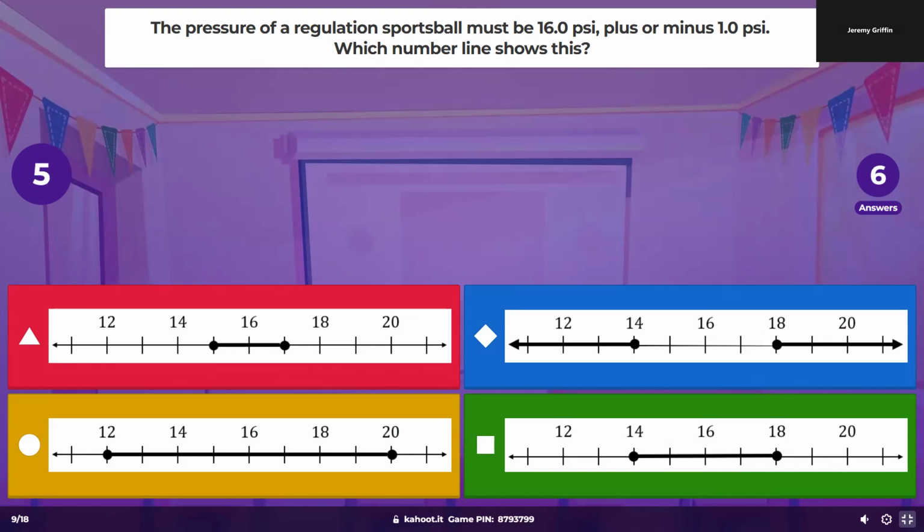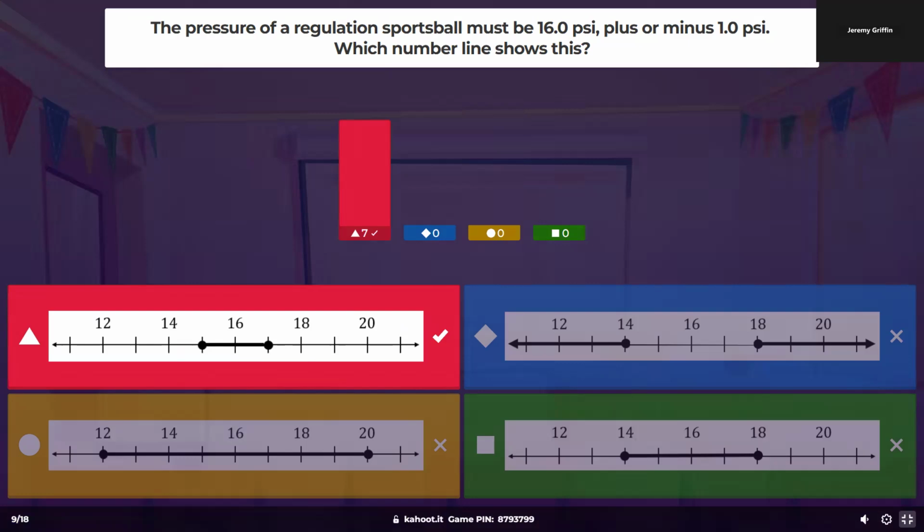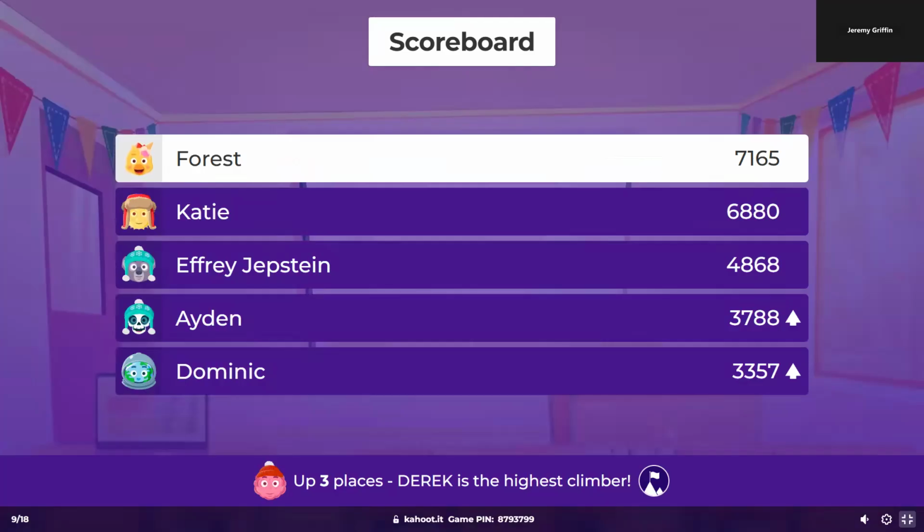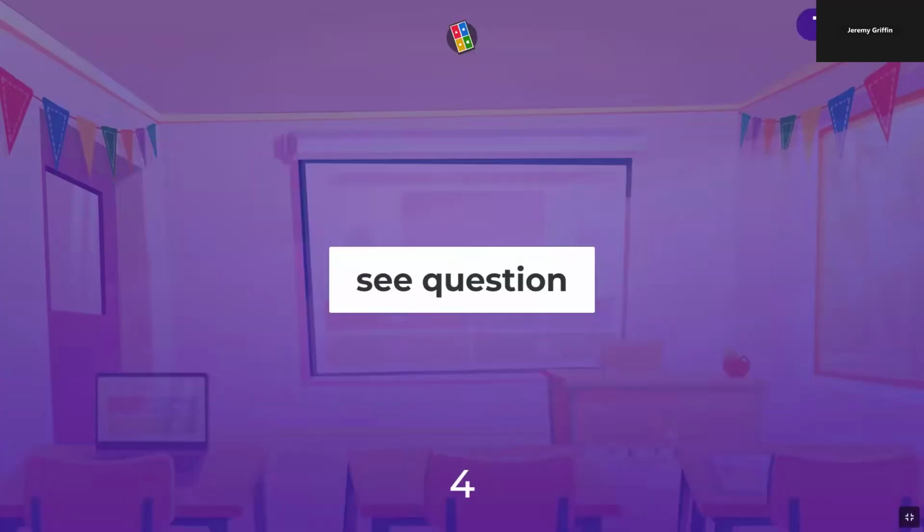Purple. Yeah. Dominique, Aiden, Effort Justin, Katie, Forrest. You make it.